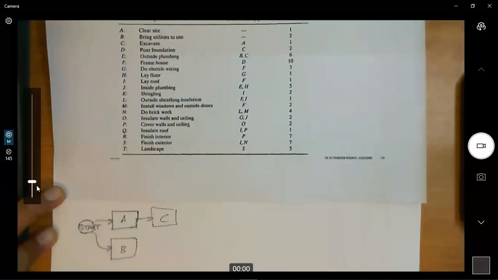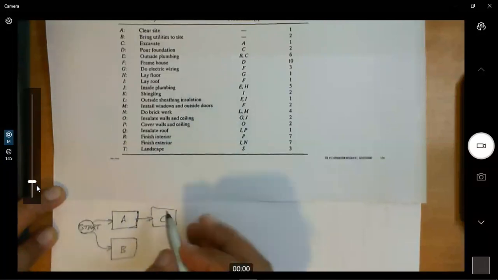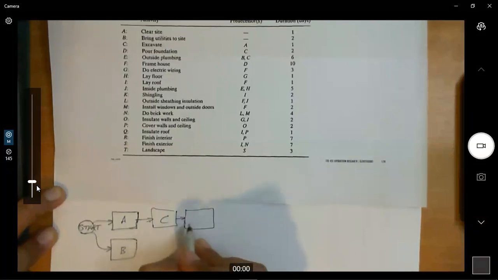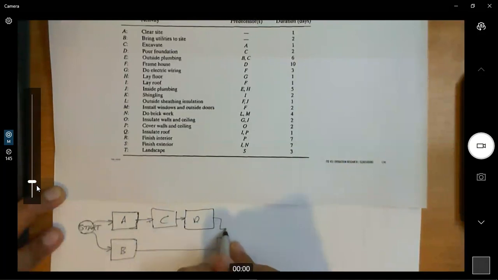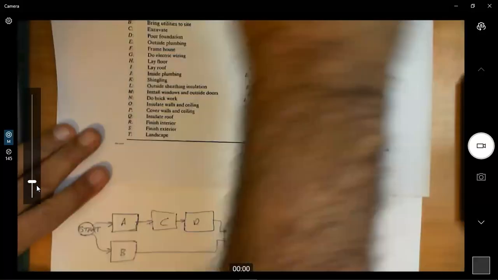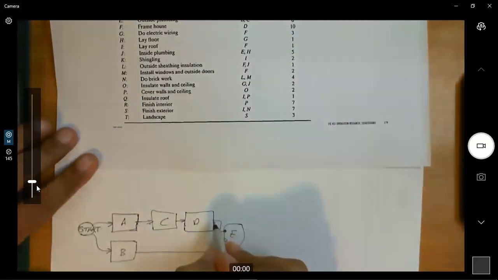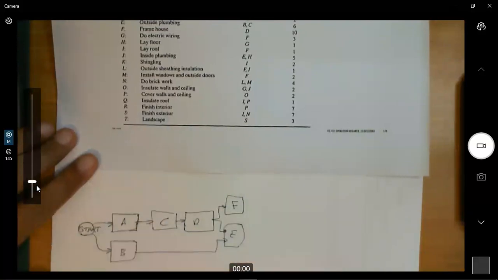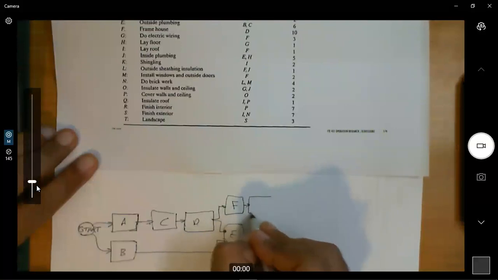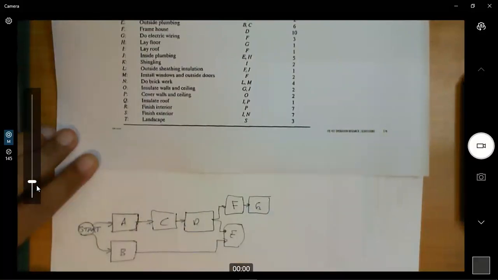After A. D, pour foundation. The predecessor to this one is C. So C, we have here D. Then outside plumbing, E. The predecessors for E are B and C. Then frame house. The predecessor is D. So this one is F, frame the house. G, do electric wiring. The predecessor for G is F. So here is G.